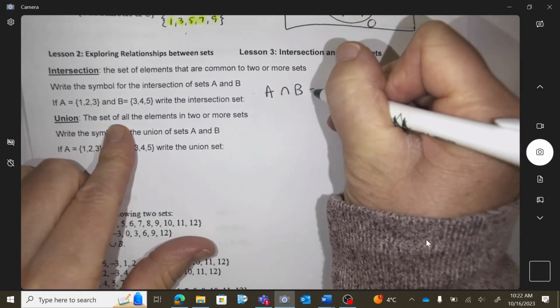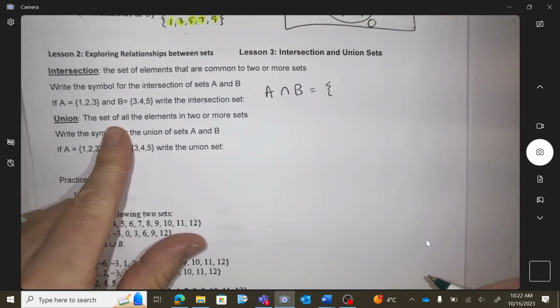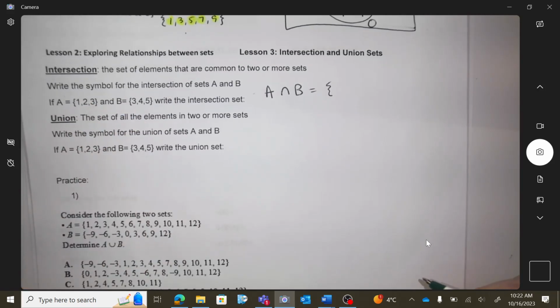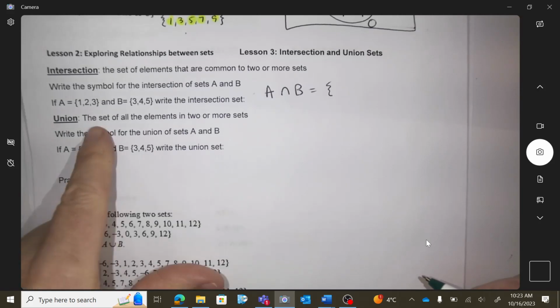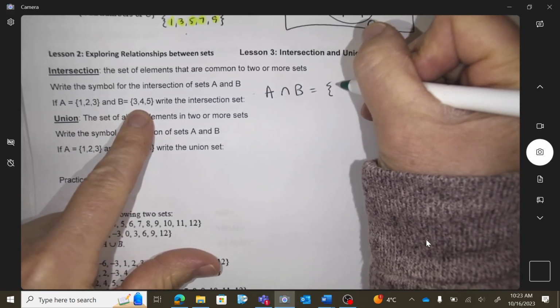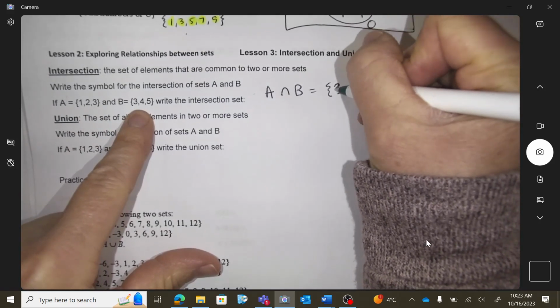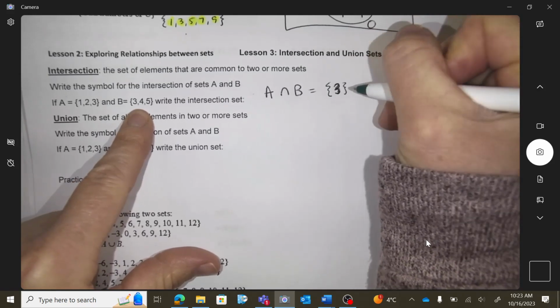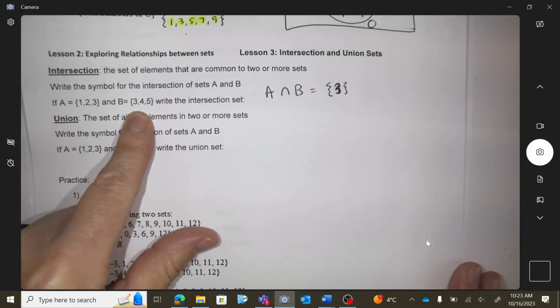So what do you have that's in A and in B? They have to belong to both. So I would get a 3, right? They both have a 3 in them.